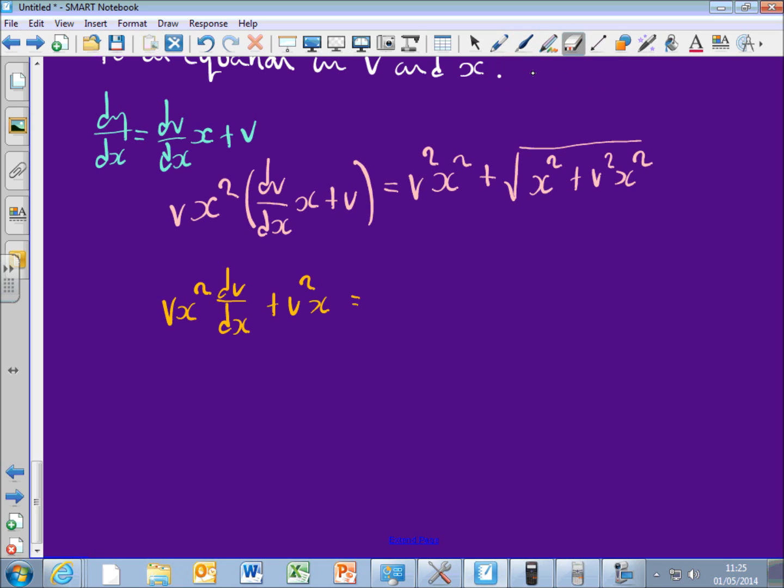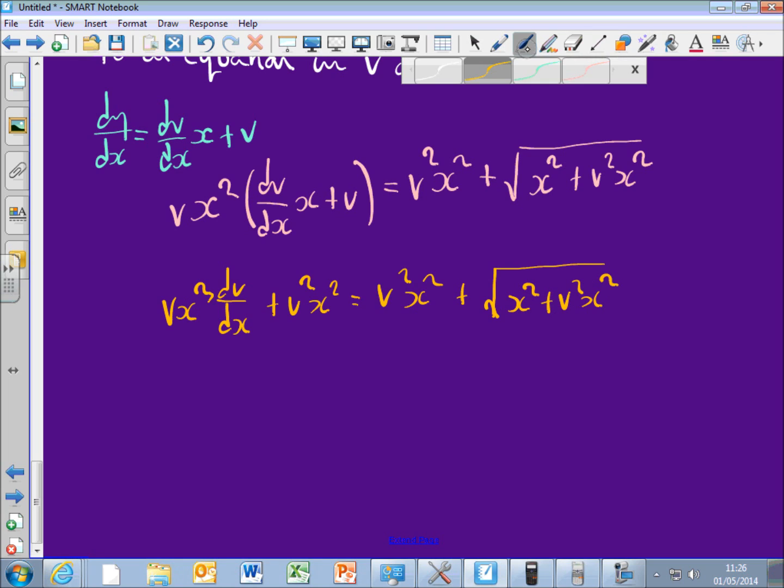Yeah, it's vx over here, cubed, yeah? And then that's v, and that's squared, yeah? Is equal to v squared x squared, so they're going to cancel, aren't they? Plus the root of x squared plus v squared x squared. So these two are going to cancel, and so we're getting somewhere, right?